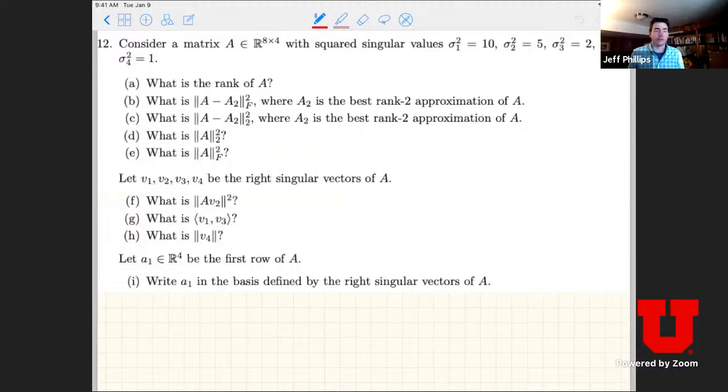Question number 12. This one is asking about the singular value decomposition for PCA and dimensional reduction and that sort of stuff. We've got a matrix A, which is 8 by 4, with these singular values.